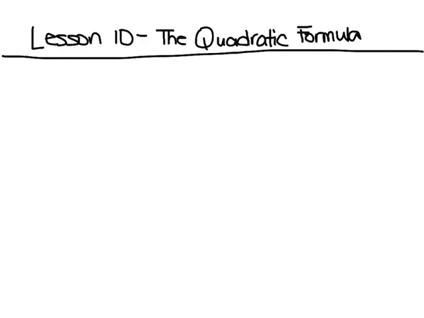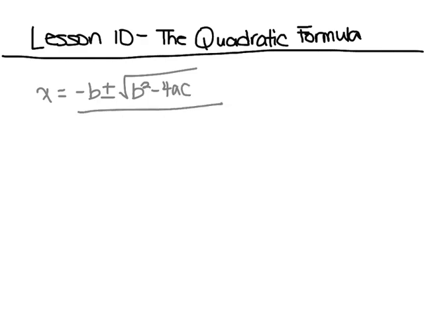So the quadratic formula is negative b plus or minus the square root of b squared minus 4ac, all over 2a. You'll never forget it. I'm not kidding. Watch it. It's golden. Okay, so the quadratic formula is for when you cannot factor and there's going to be decimals. You can use the quadratic formula and it will give you the exact answer with this formula.